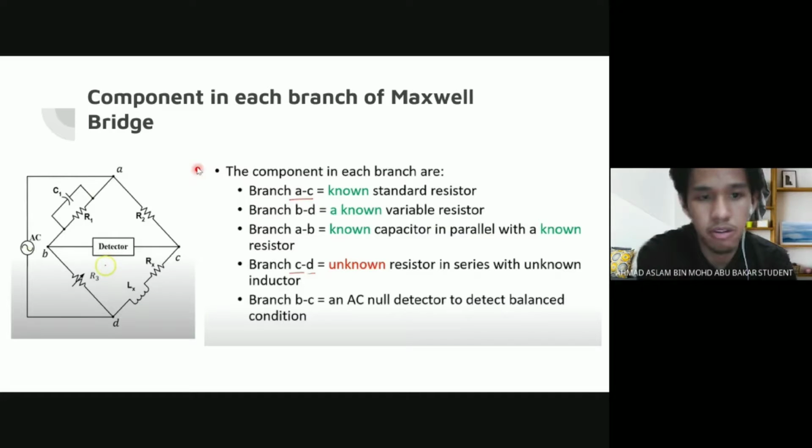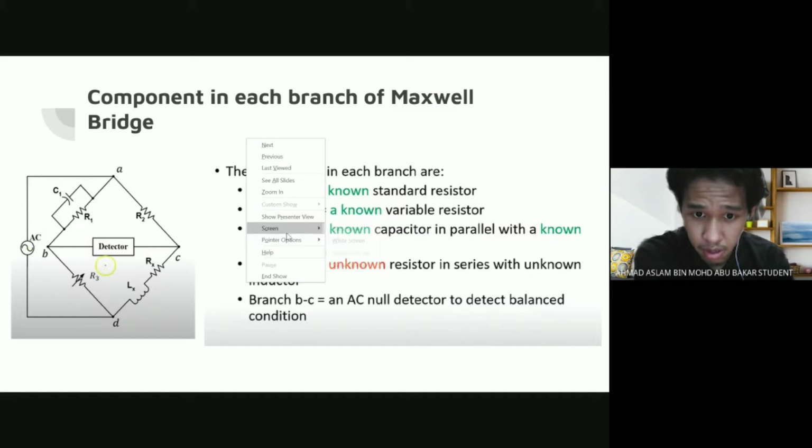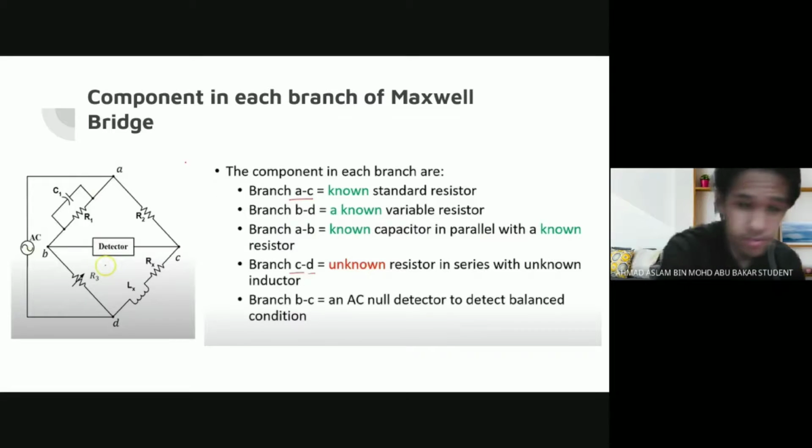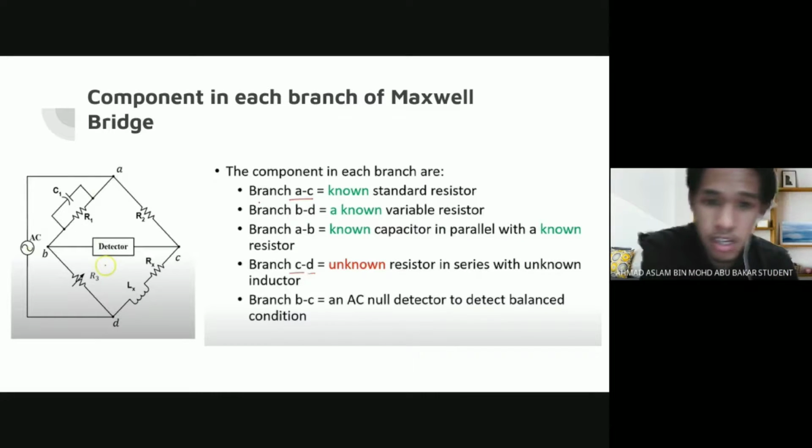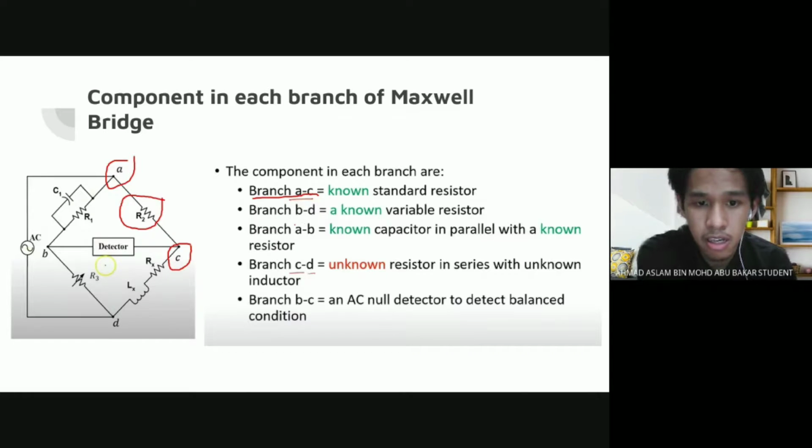Next, I want to present the components in each branch of Maxwell bridge. For the components, branch A and C are known standard resistances. For branch B and D, known variable resistances. This is variable.